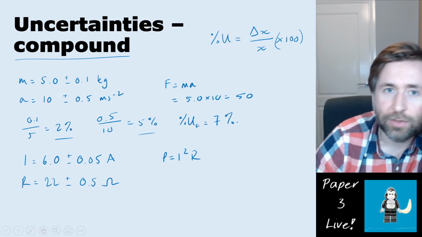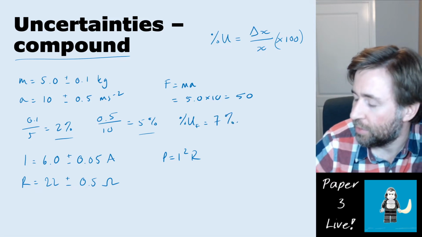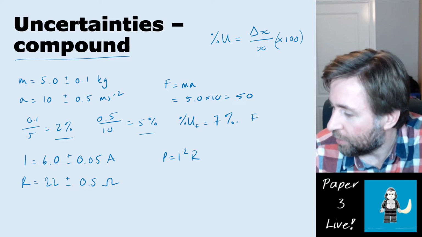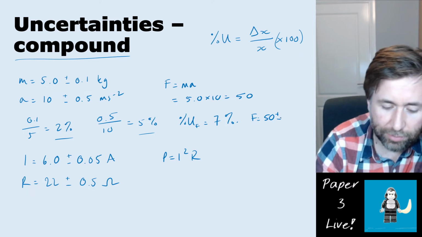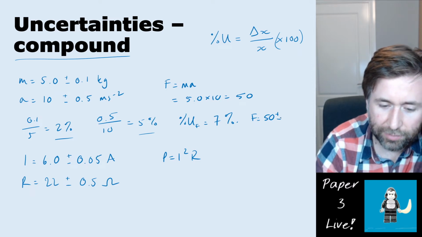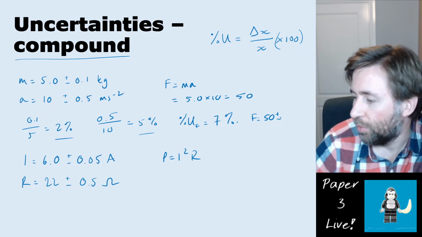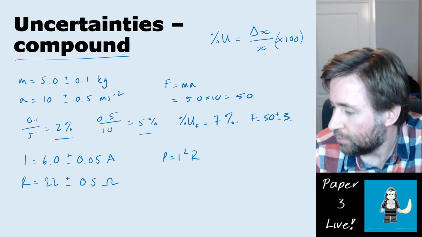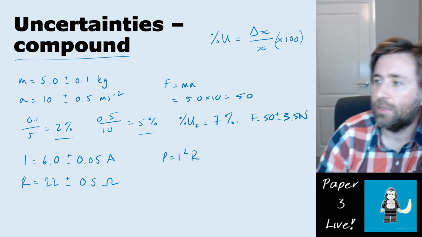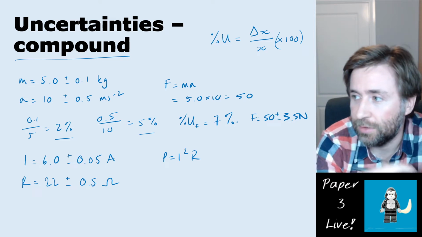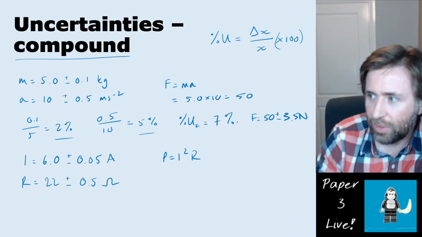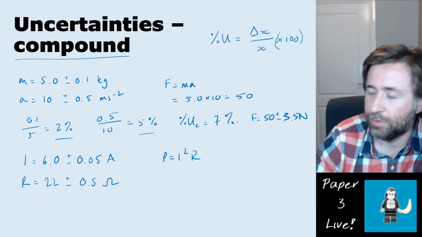So your final answer is force equals 50 plus or minus, well, what's 7% of 50? 0.07 times 50, 3.5. Okay, does that make sense? So that makes sense to you all. So whenever you're compounding uncertainties, you need to add the percentages, not the actual uncertainties.